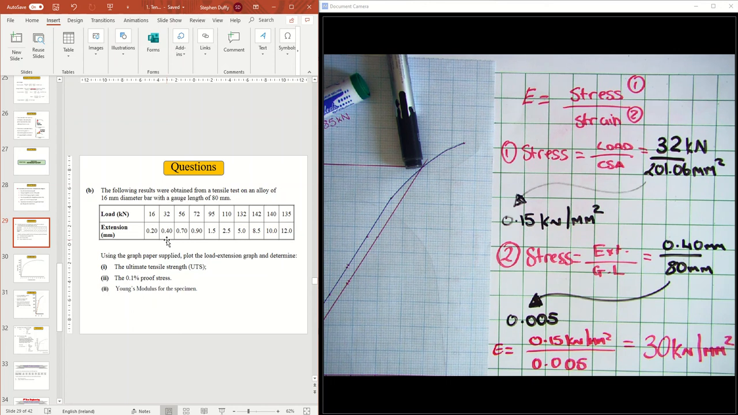Generally, if you know how to calculate these three, so tensile strength, proof stress, and Young's modulus for the specimen, you know what to do with the majority of the question.